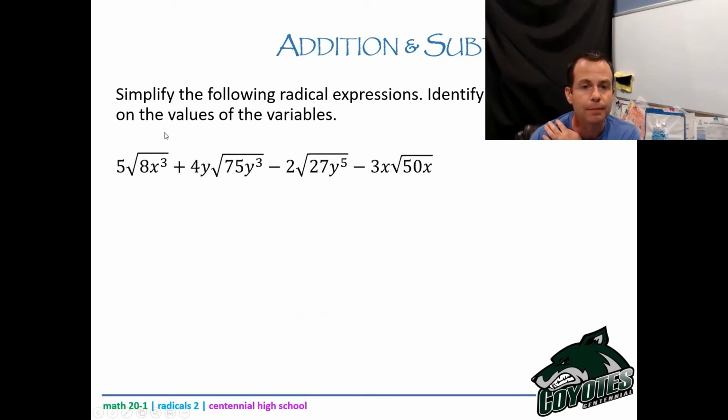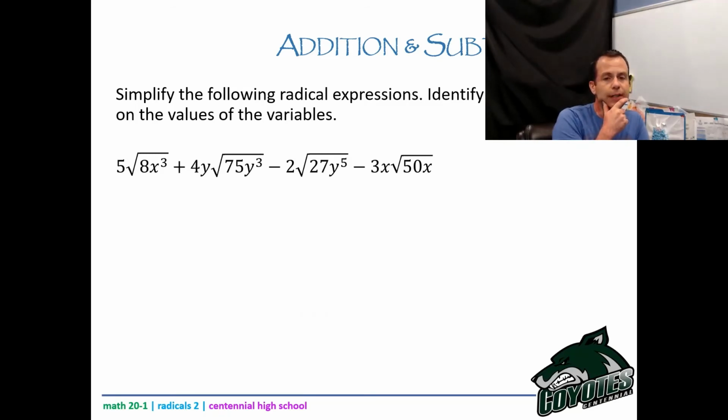All right, so same thing, just a little messier. 5 root of 8x cubed plus 4y root of 75y cubed minus 2 root of 27y to the 5 minus 3x root 50x. Now, again, I have even root indices.